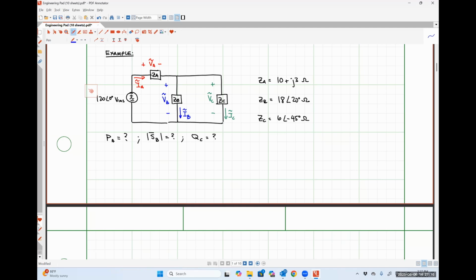Okay, so that's one way we could do it, Molly. Thank you for the suggestion. Jaime suggests that we could do voltage division to find VA. That's also a perfectly acceptable way to do it. I'm going to use ZEQ just because Molly made her suggestion first.